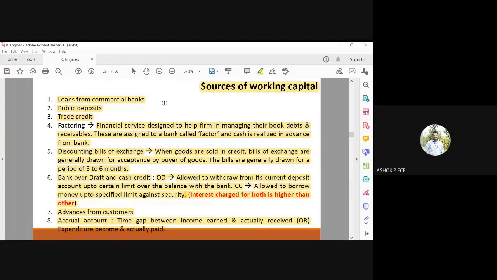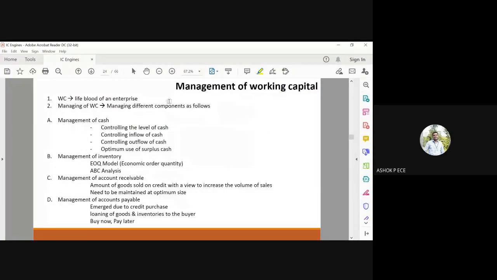We have seen. Now, management of working capital. How am I going to manage the working capital of my company? Working capital is the lifeblood of an enterprise, because if you don't properly manage your working capital, your company might not do as well as you think. So, how to manage working capital? Managing working capital can be considered as the different components as we have seen below.